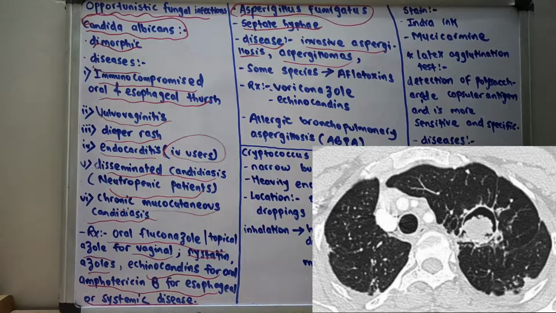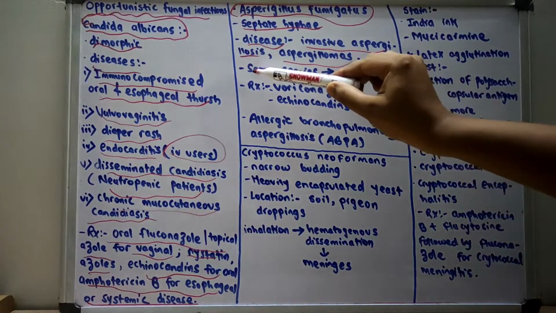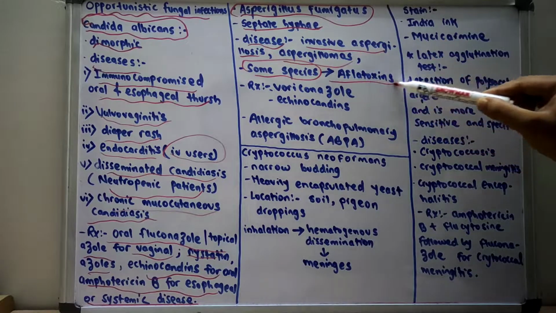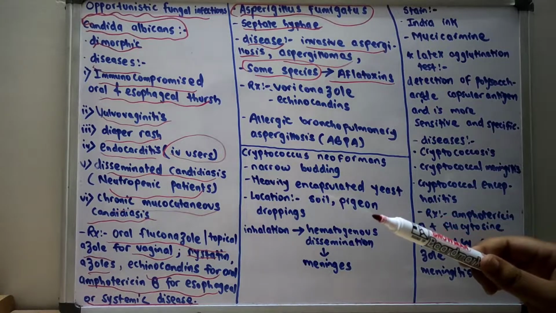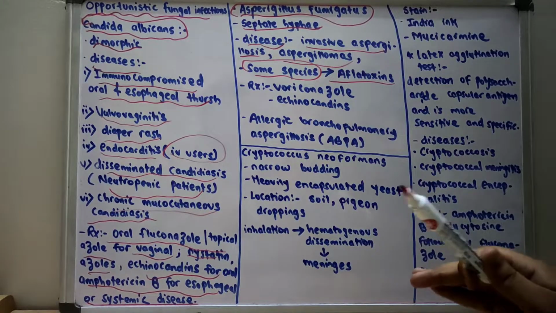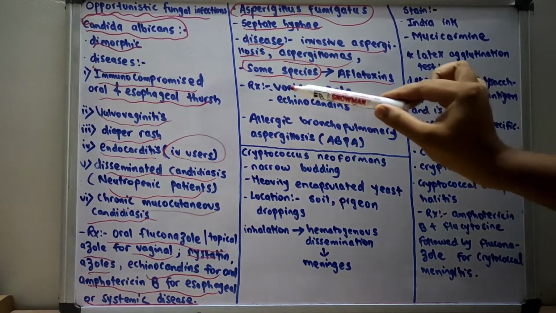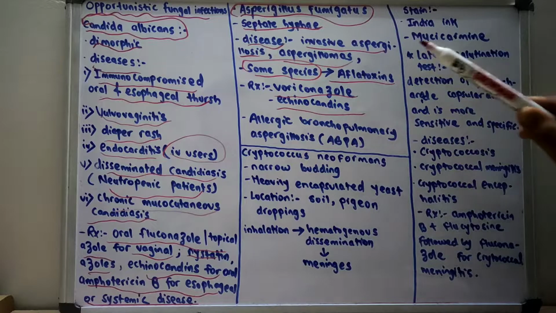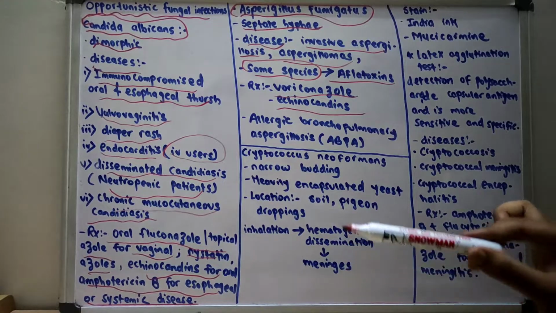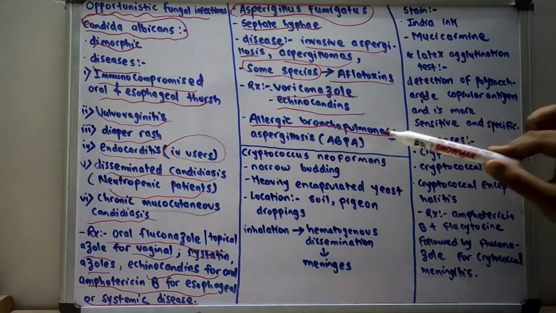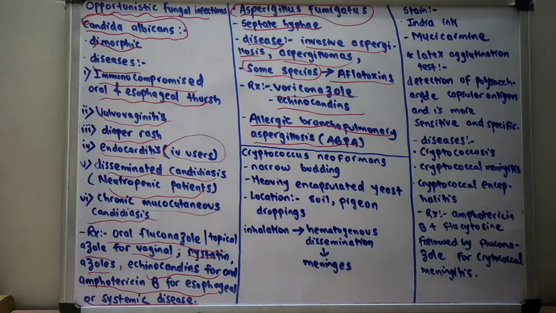Aspergillomas you can also see in the CT scan, and some species also produce aflatoxins. So what is the treatment for Aspergillus fumigatus? The treatment is voriconazole and echinocandins, and it can also cause allergic bronchopulmonary aspergillosis.